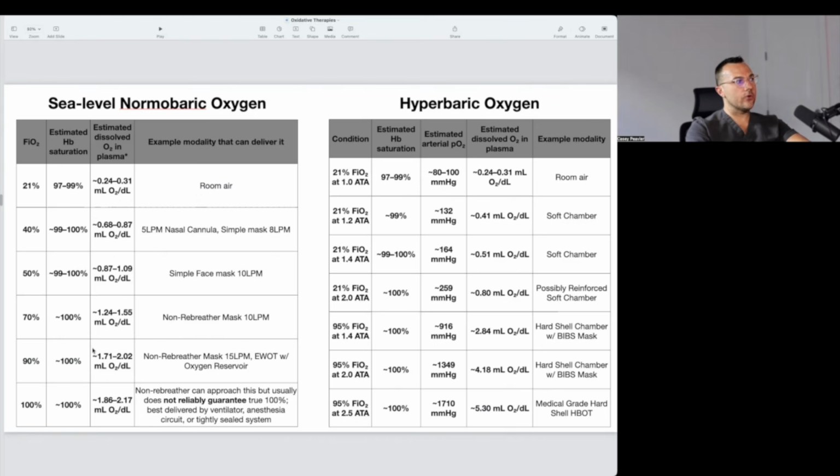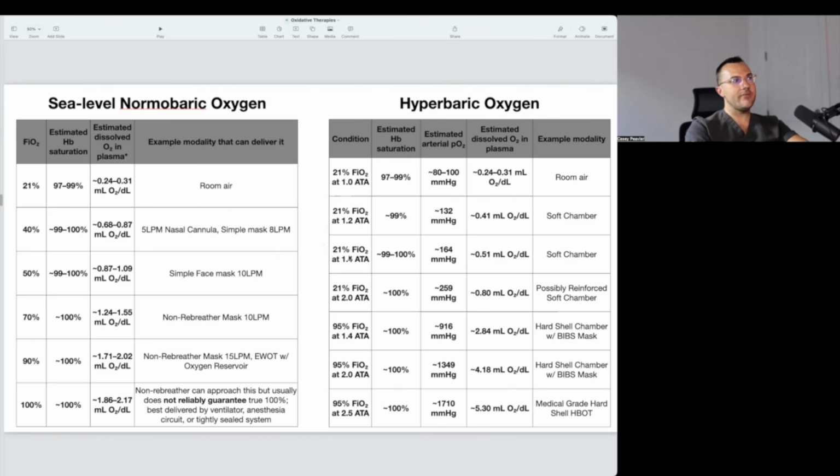Now let's take a look over to the right side of the slide to this table. And this is about hyperbaric oxygen. So you see here, again, here's 21% oxygen or room air and at normal pressure. I've given multiple different situations in this slide that makes this a little more interesting. So for example, you may have a soft shell chamber, which goes up to 1.4 atmosphere.